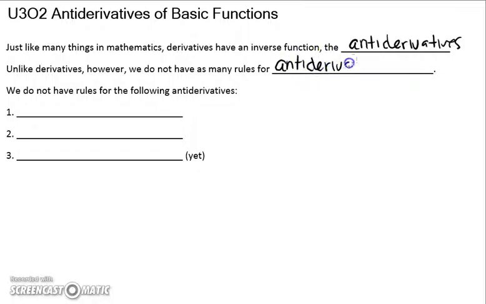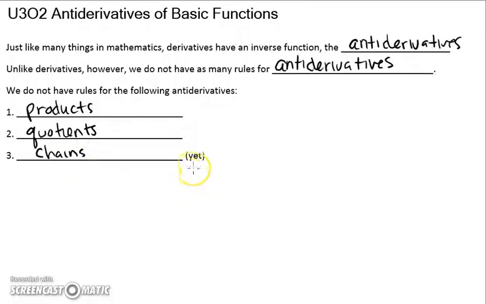So while I said that derivatives have the inverse function of the antiderivative, we're not going to be able to take the antiderivative of every single thing that we see. Some things we're not going to have rules for. We're not going to have rules for products, quotients, or chains.